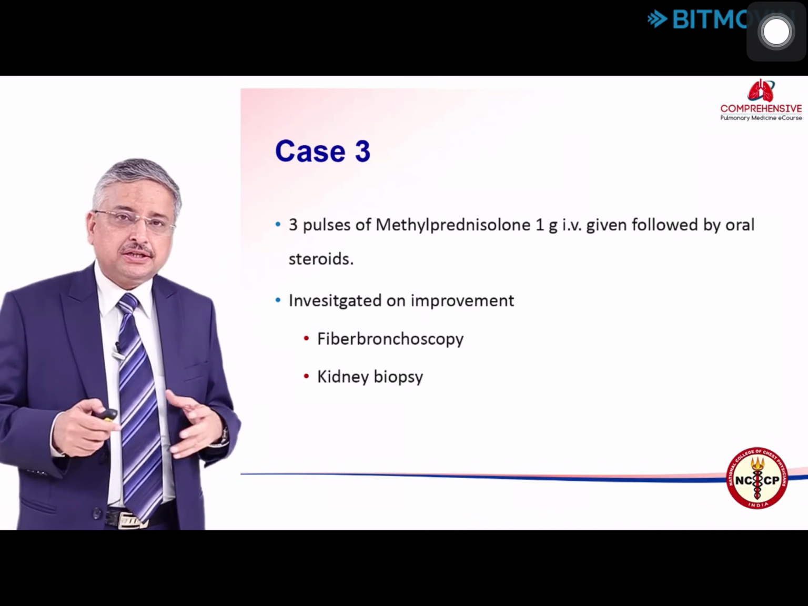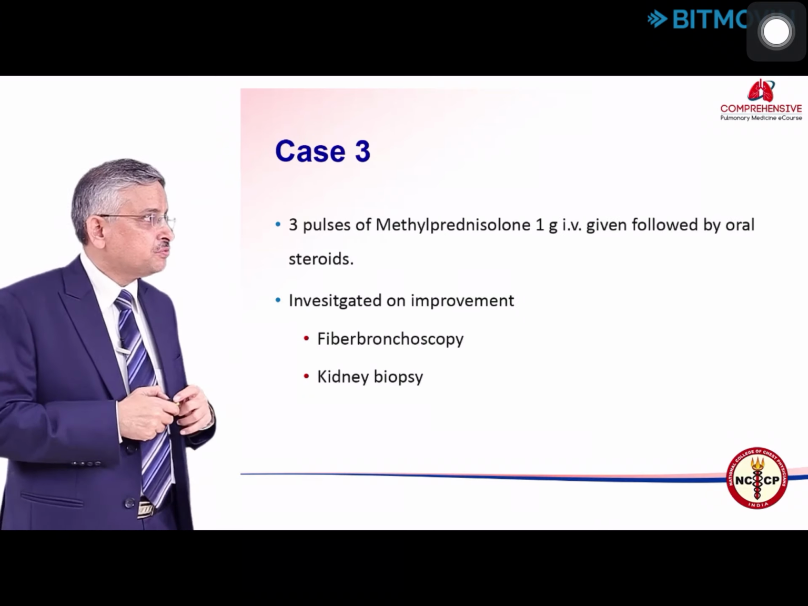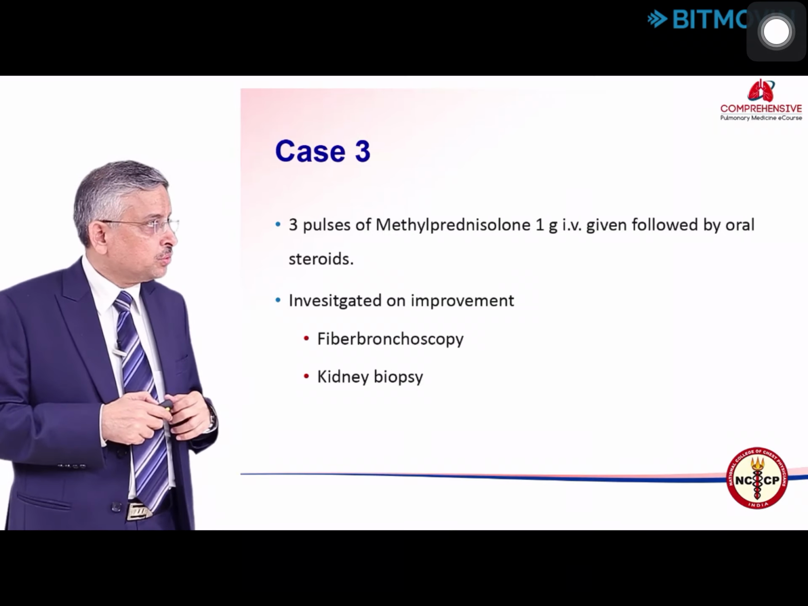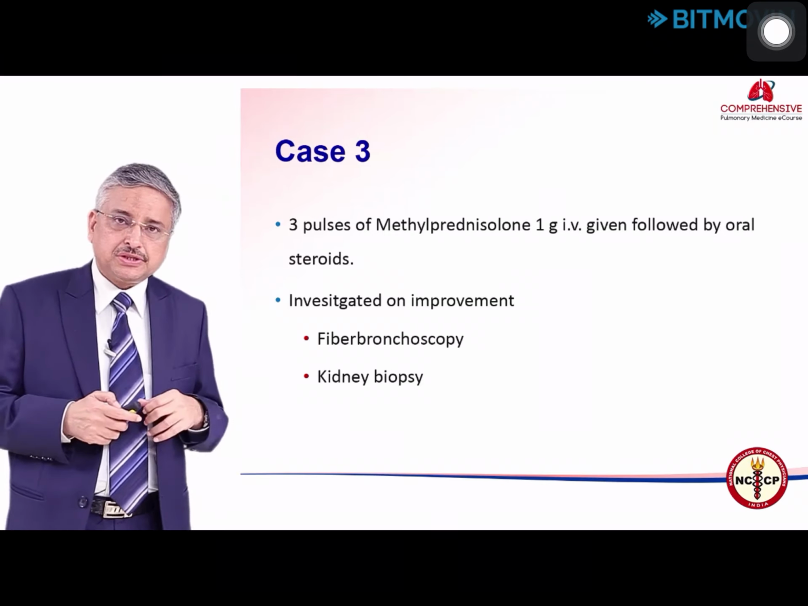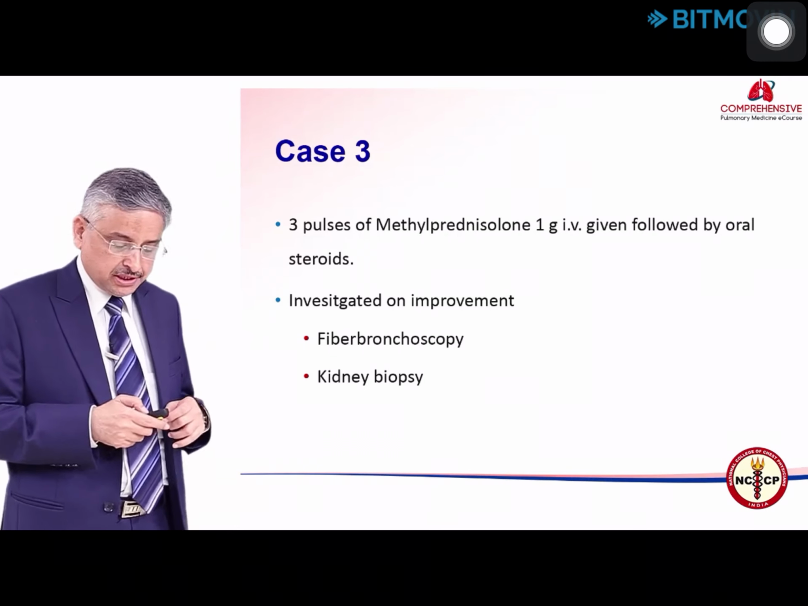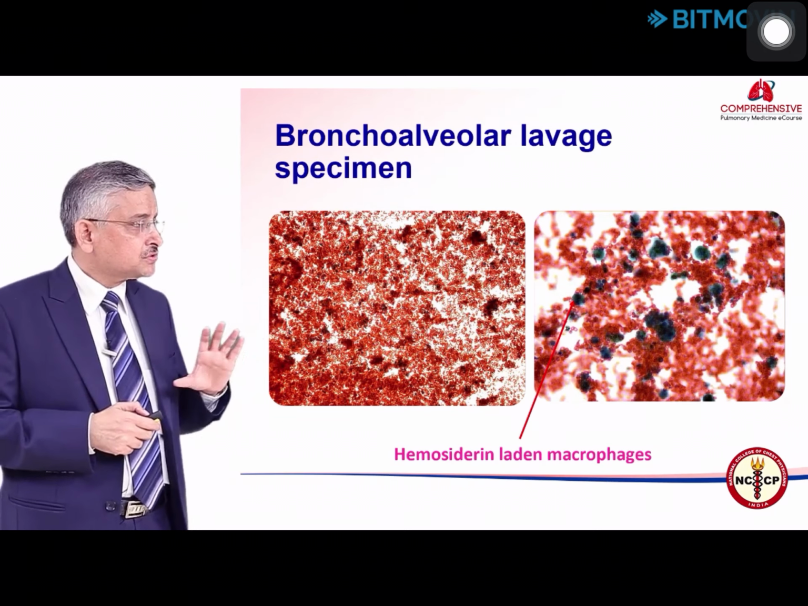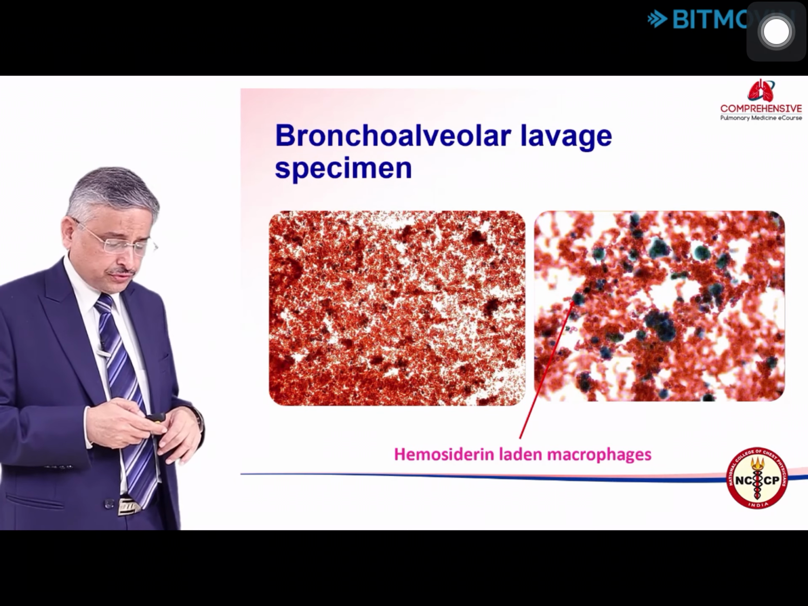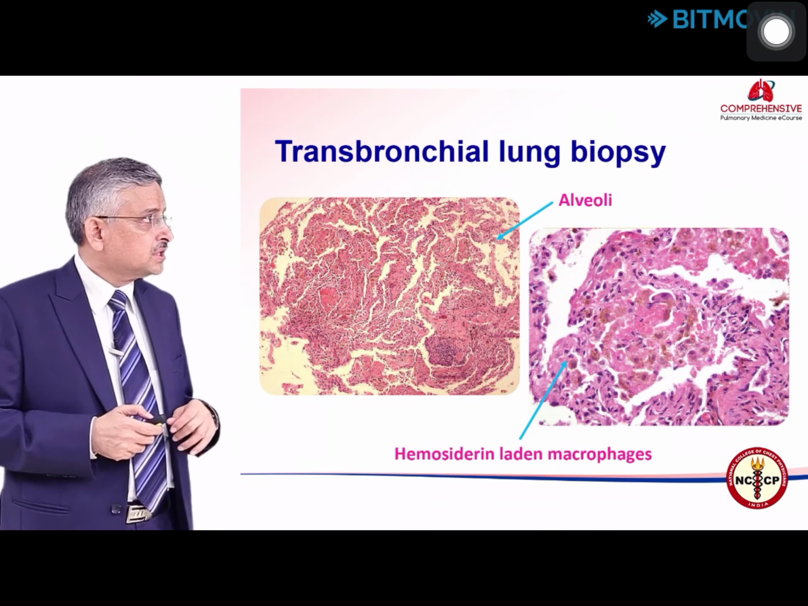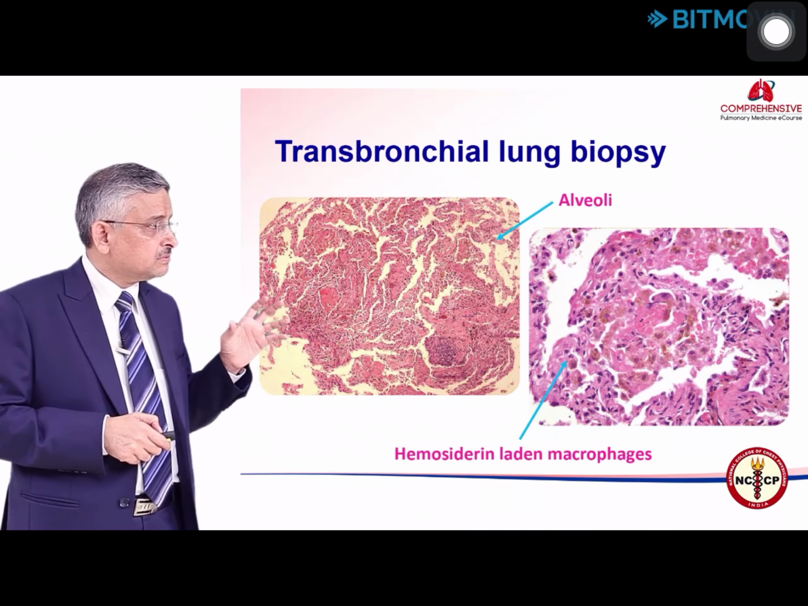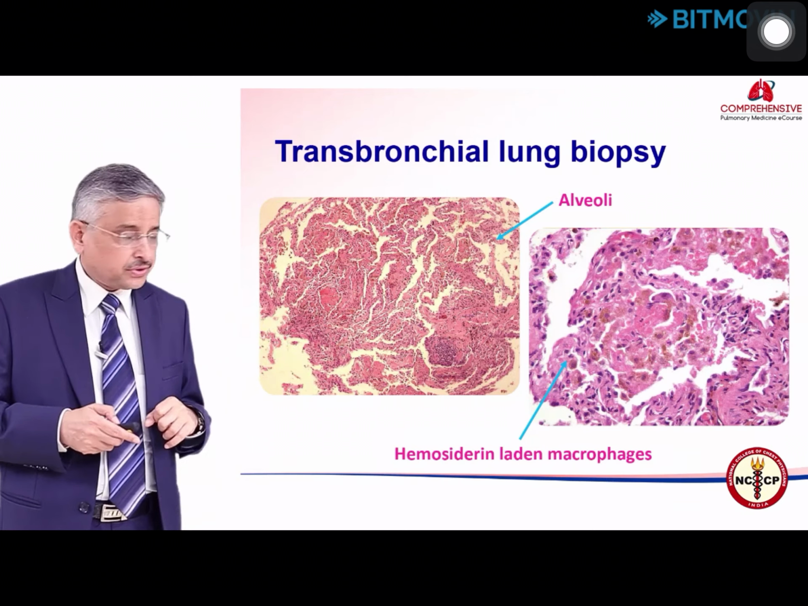So, she was very sick at this point in time, so we gave her 3 pulses of methylprednisolone, 1 gram IV followed by oral steroids, and then subsequently we investigated her, did a bronchoscopy and a kidney biopsy. This is the bronchoalveolar lavage of the patient, and as you can see it's full of blood, there are hemosiderin laden macrophages, and if you look at the transbronchial lung biopsy, it shows alveoli again full of blood and with hemosiderin laden macrophages.